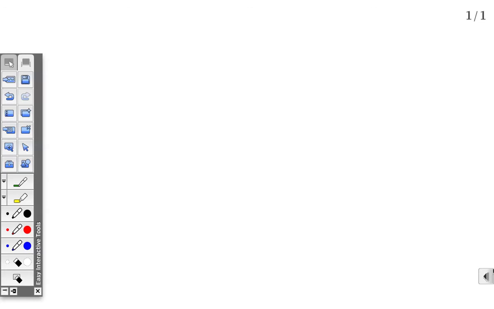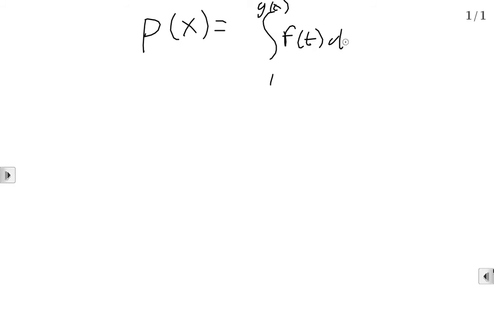And we have a couple of questions left that I really like because they look scary, but what you really got to do is just stick to the basics, and it'll all work out. So we know that P is the integral from 1 to g of x, f of t dt. And what we're going to do here is apply the fundamental theorem of calculus part 1, which kind of says that if you take P's derivative, you get back to f.